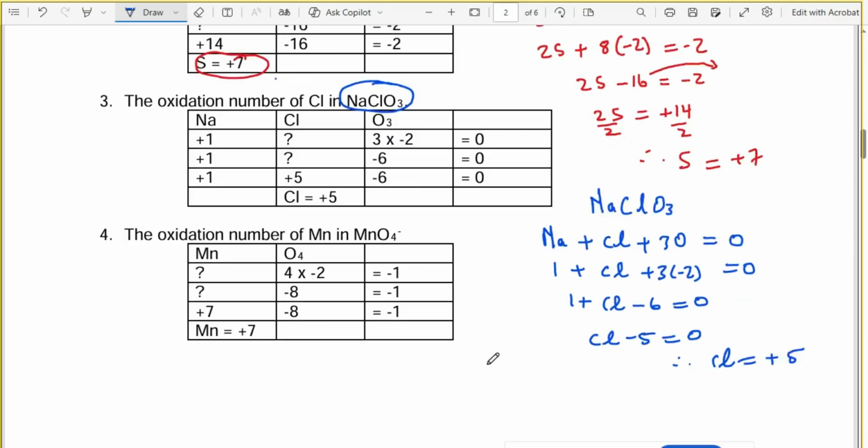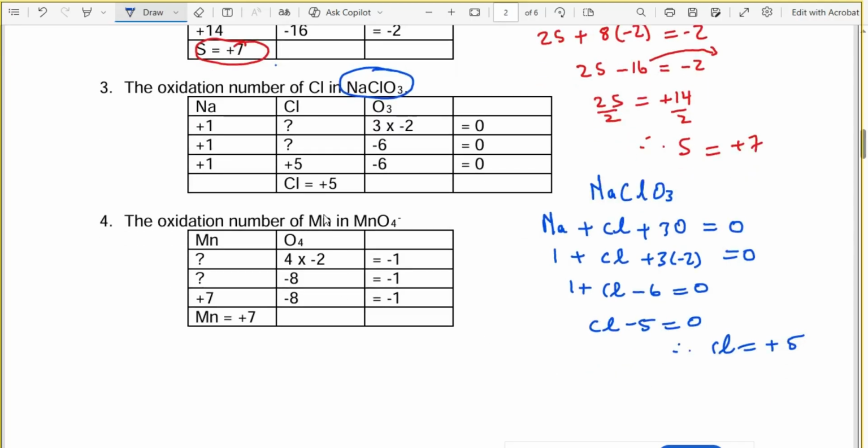So now the last one, the oxidation number of Mn in MnO4. So it's Mn that reacts with 4 oxygen. But look at this. What is this equal to? The negative one charge is minus.